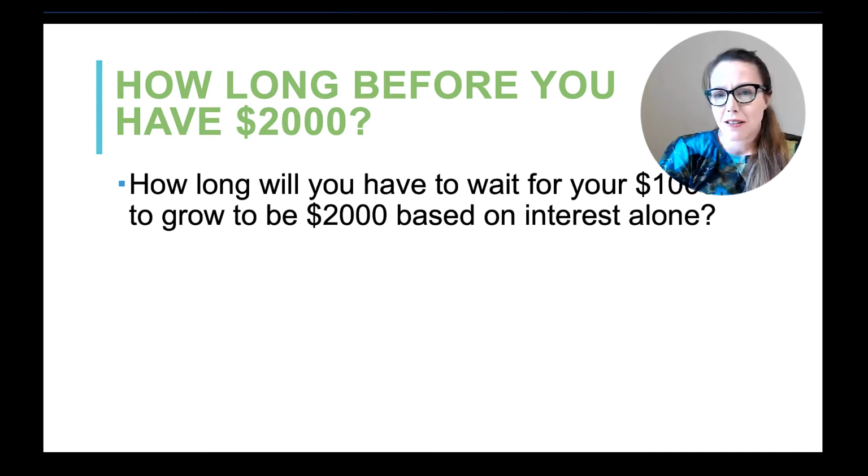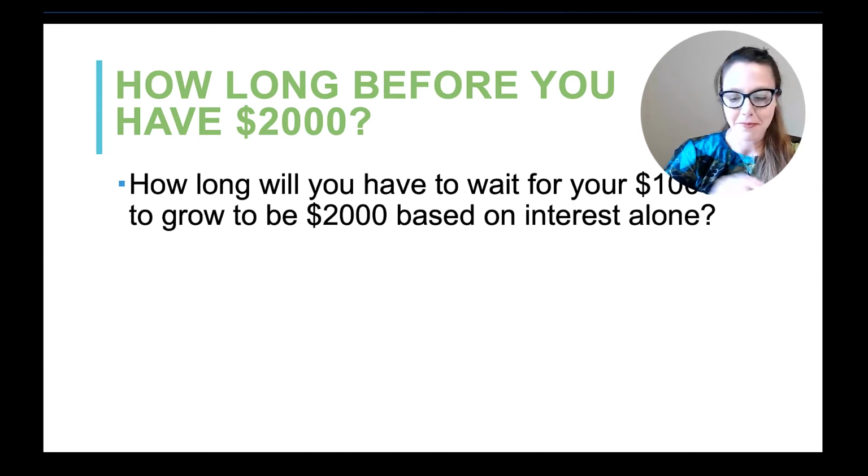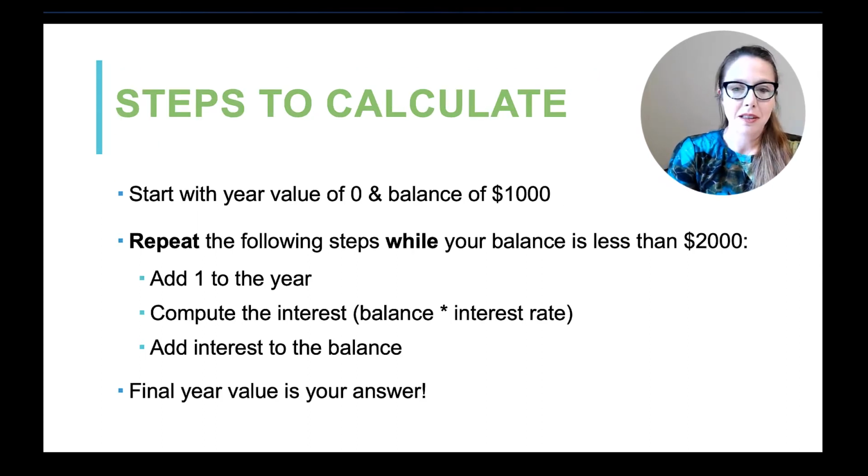So you could just go through a certain number of years and figure out what you'd have, or you could take a different approach and say, I want to put $1,000 in and I know that my account will earn 5%. How long will it take for me to turn my $1,000 into $2,000 based on that interest growth alone? So we'd want to think about the steps to calculate that. And that's how we always start, is just thinking about the algorithm that we'd want to follow.